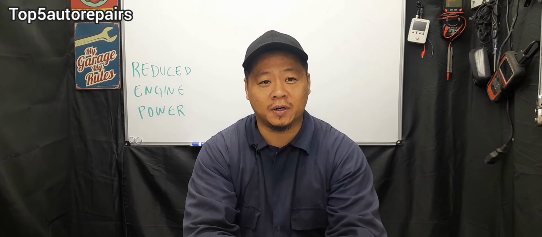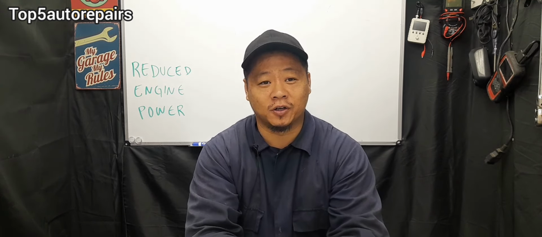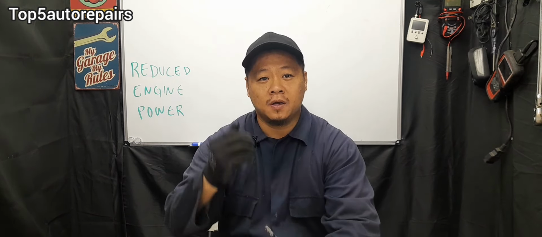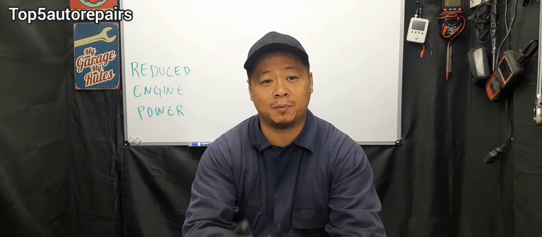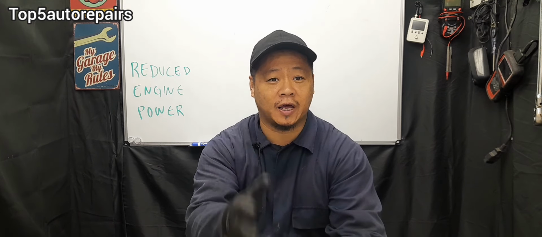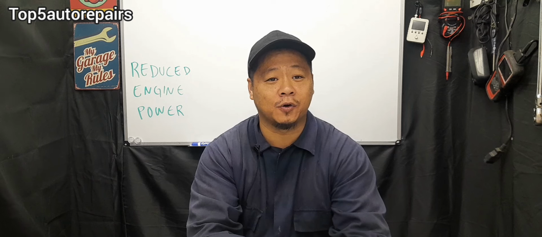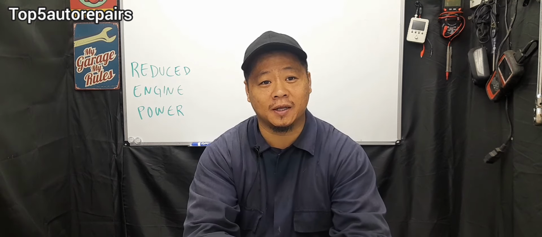When the engine power is reduced, the driver is going to notice limited speed and limited engine power. If the problem is severe enough, for example, let's just say the TPS completely failed or the APP sensor completely failed, the computer might actually cut fuel off going to the engine completely, and it's going to make the vehicle undrivable.